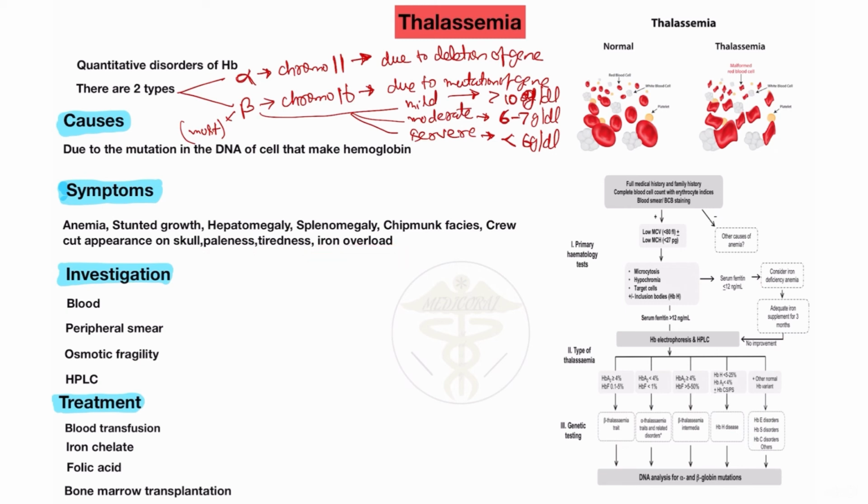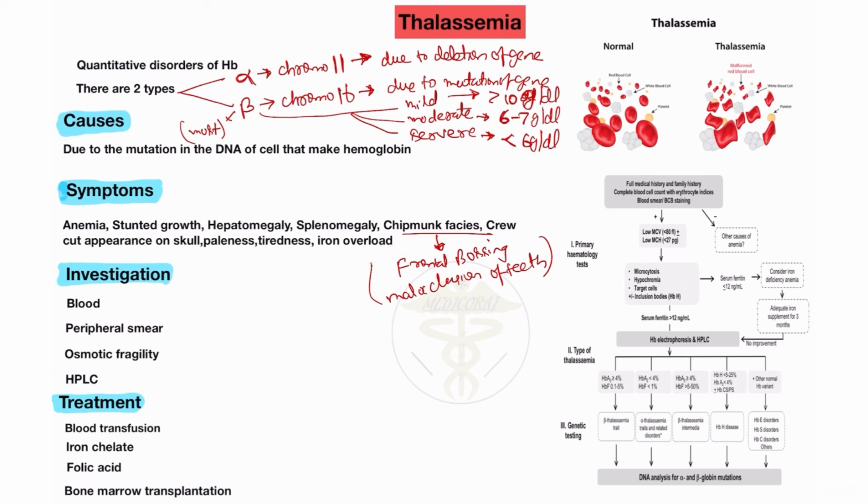Now I will also explain what chipmunk faces are. Chipmunk faces means frontal bossing occurs and malocclusion of the teeth occurs, so this is called chipmunk faces. I will also write it in case you have no idea. So frontal bossing occurs in the patient of thalassemia, and also malocclusion of the teeth. This monkey-like, chipmunk face appearance also occurs in this patient of thalassemia.